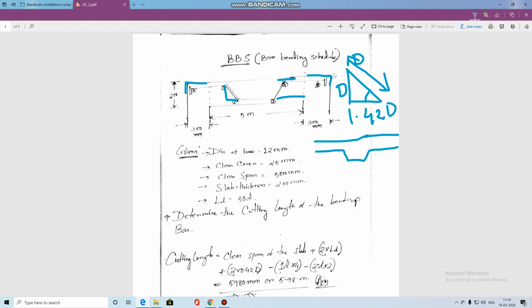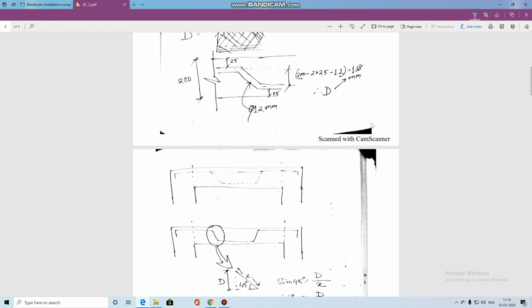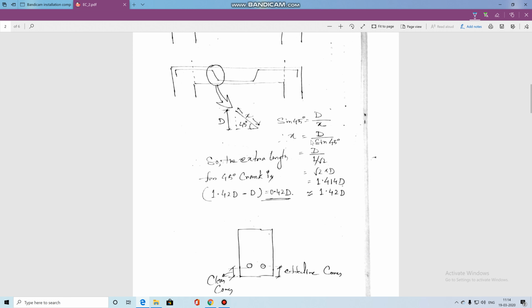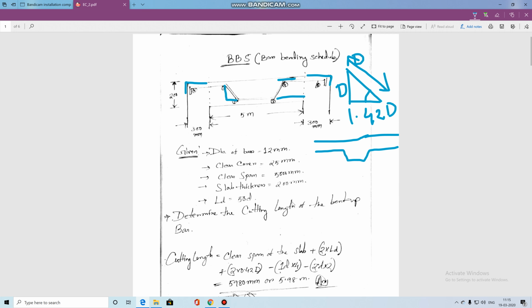So previously the value is D and now it is 1.42 D. So what is the extra length? That is 0.42 D. Look, I have already shown here, this is the triangle. Here this is D, this is X, I am taking here X. So sine 45 is equal to D by X. So X can be D by 1 by root 2, that is root 2 into D, that means 1.414, we can take 1.42 D. So extra length is 0.42 D, right?